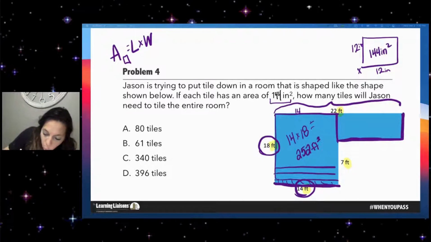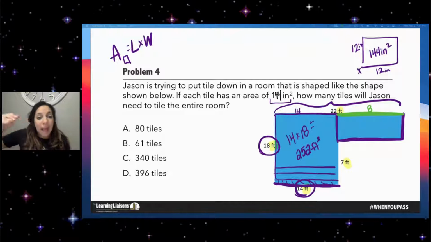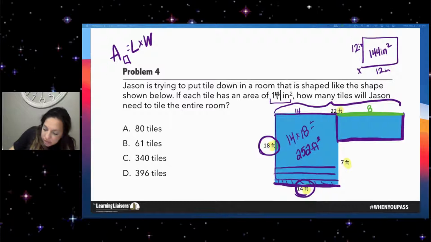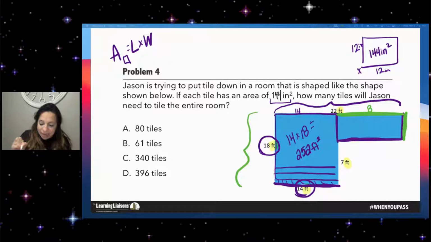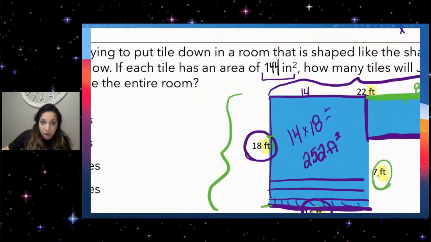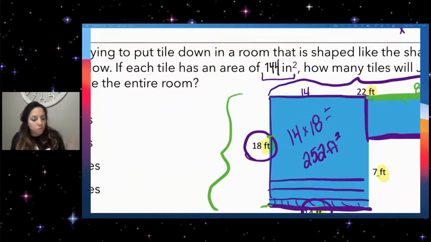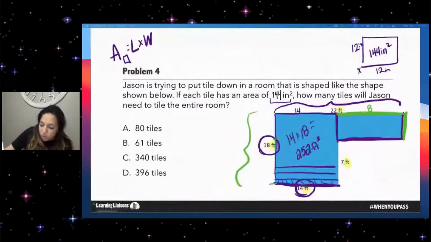Like 14 plus what is going to give me 22, and that's going to be 8. 8 plus 14 is 22. So I know that that piece is 8. I can use that same process to find this side. I know that this whole thing is 18. So if that whole thing is 18 and this much of it is 7, because they gave us that over here, then 7 plus what is going to give me 18? 18 minus 7 is 11, which means this is 11.